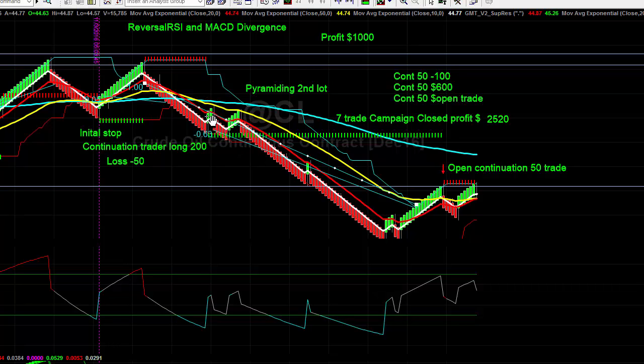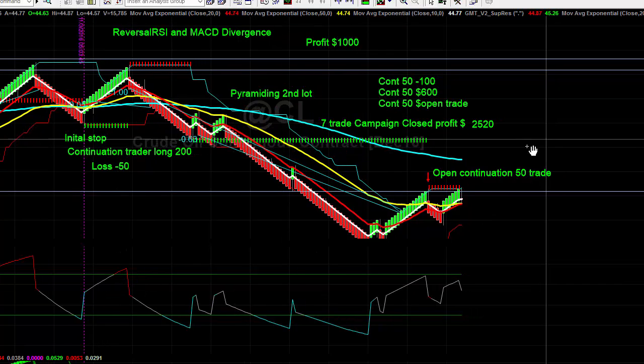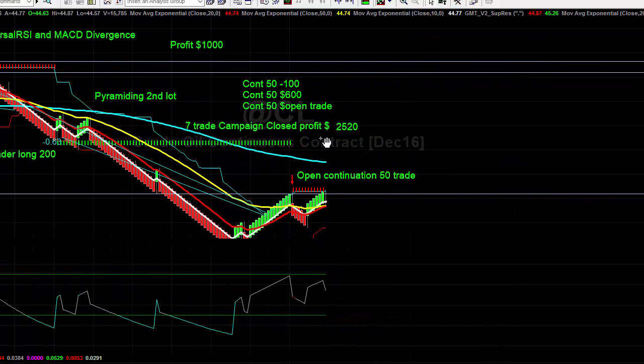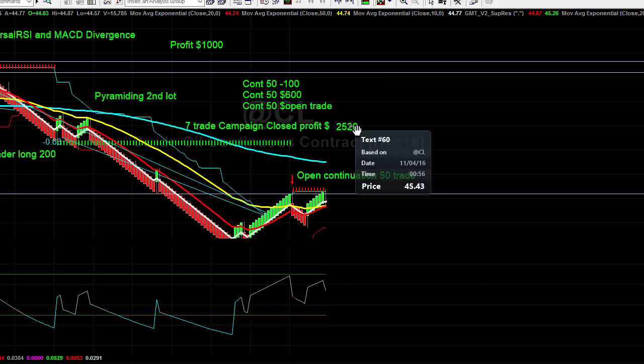We get a second re-entry, which is our pyramid second lot off our 50 period moving average right there. That brings it in around about $600. And then now we've got an open continuation 200 trade. You can see it there. That's our open trade there. So I'm not sure how that's going to play out, but hopefully it does fairly well. But overall, those 7 trade campaign, we ended up with a profit of $25.20.